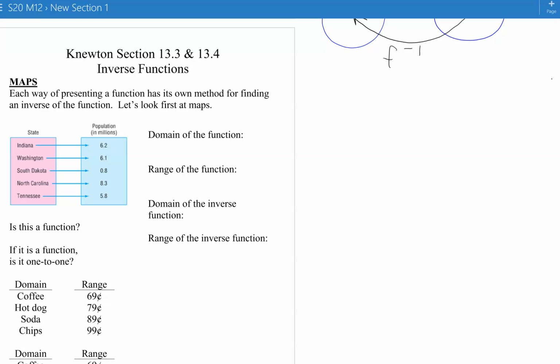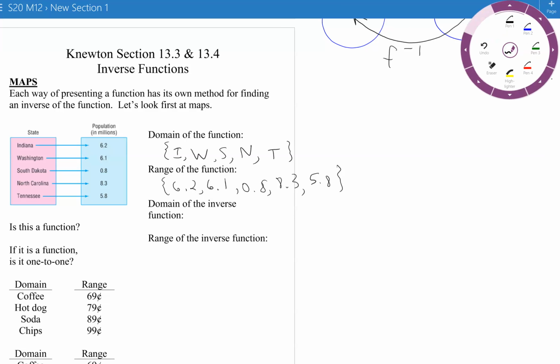So the domain of this function is states, and so I'm just going to use the first letter because they're unique, so you'll know which state I'm talking about. So the domain of the function is the set of these 5 states. And then the range of the function is these population numbers, 6.2, 6.1, 0.8, 8.3, and 5.8.